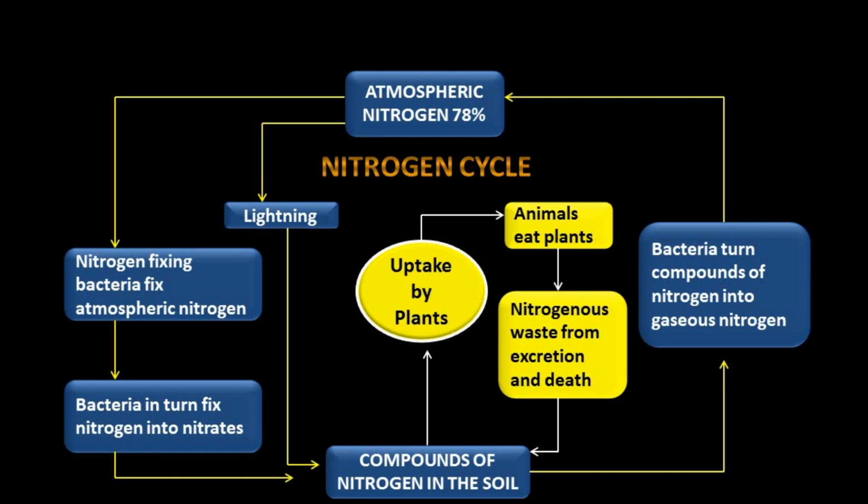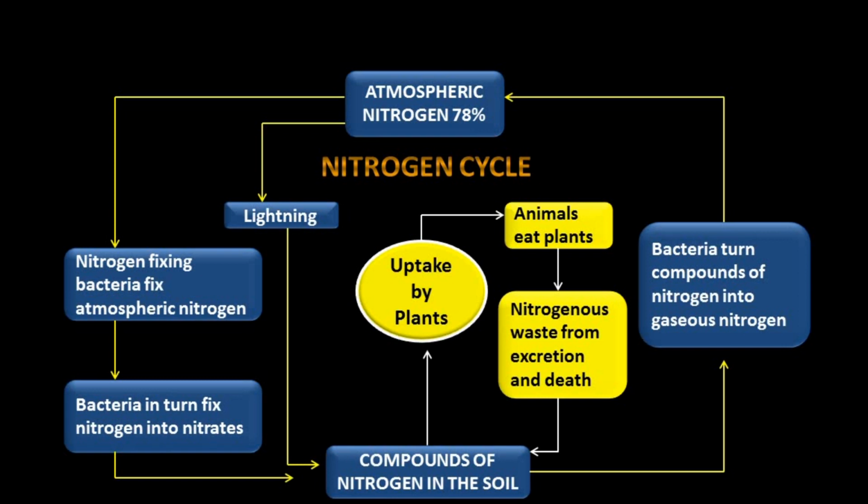Atmospheric nitrogen is fixed by microorganisms or during lightning in the form of nitrogenous compound nitrates. These nitrates are taken by plants for protein synthesis. Plants are food for animals. After the death and excretion of waste material of the animals, this nitrogen again mixes in the soil. This waste material of plants and animals is decomposed by microorganisms, and finally nitrogen gas is mixed in the atmosphere.